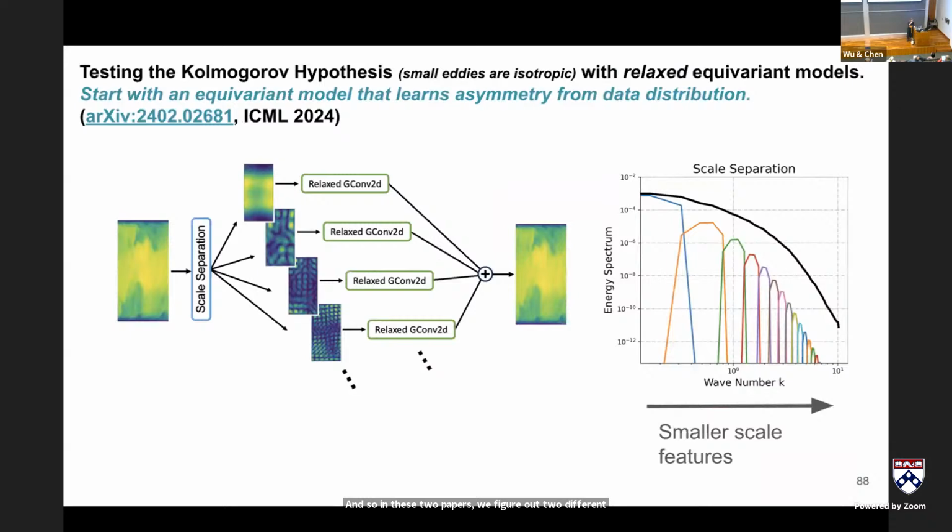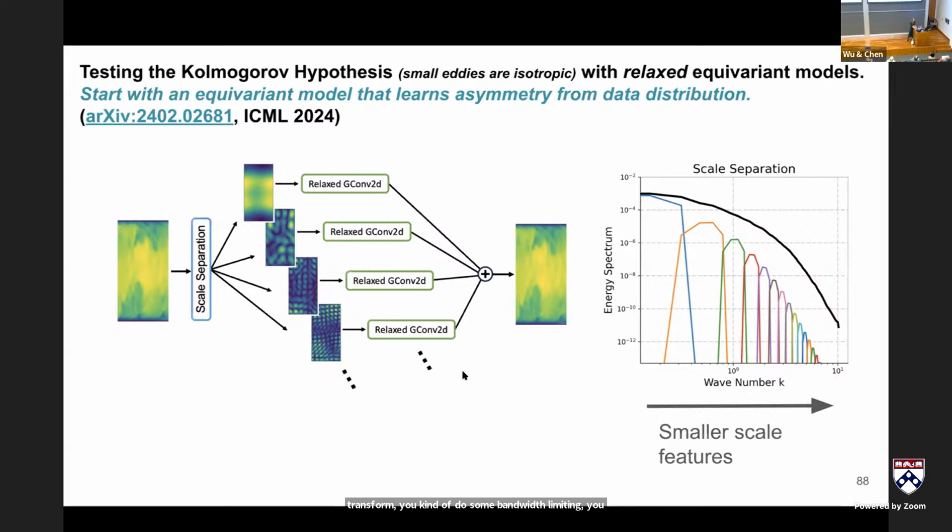What I do want to say is that in the case where we can learn asymmetry, what we did is we used relaxed convolution. So these are equivariant models that can learn symmetry breaking parameters from the data. And what we were able to do is take a fluid dynamics image. We did different scale separation of patterns. So you take the Fourier transform, you do some bandwidth limiting, you project back into real space. So now we have different images with different patterns.